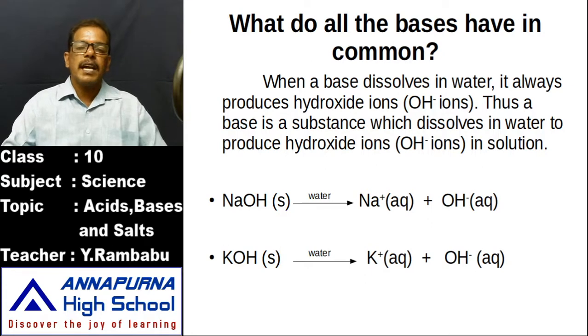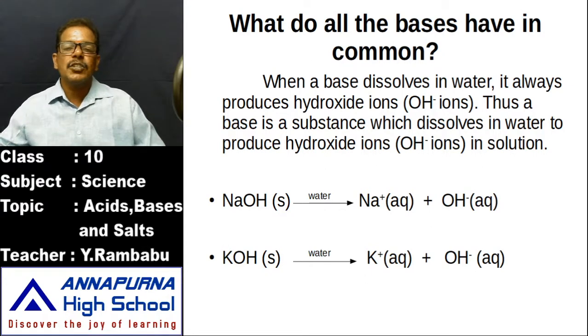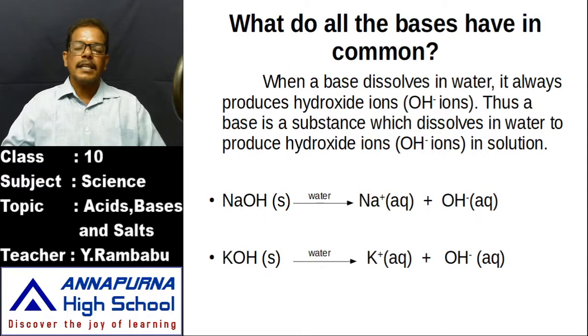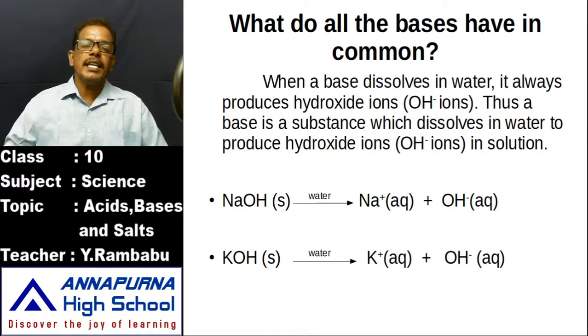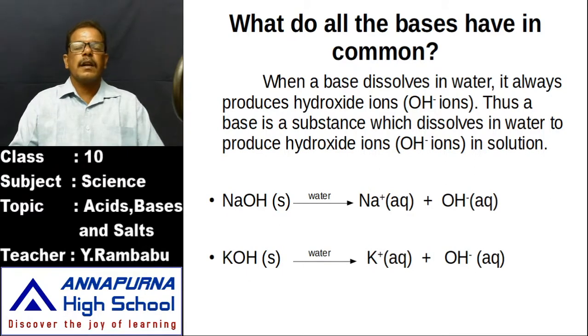In the same manner as H plus ions impart the acidic nature to a substance, these OH minus ions impart the basic nature to the substance. If the concentration of OH minus ions is high, then it is strong. If the concentration of OH minus ions is low, then it is weak.